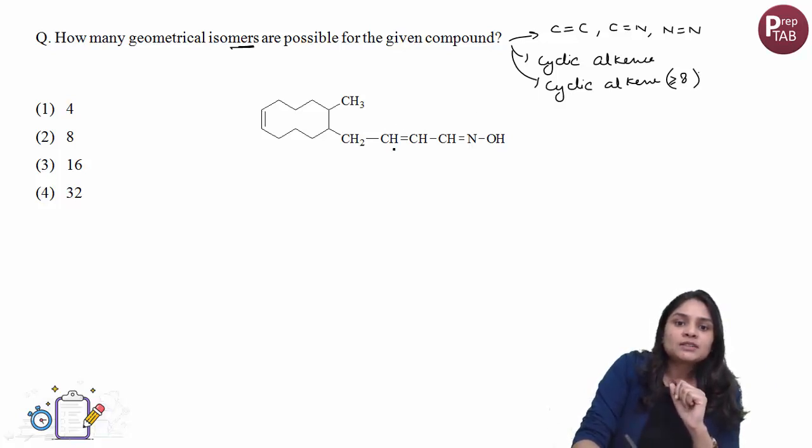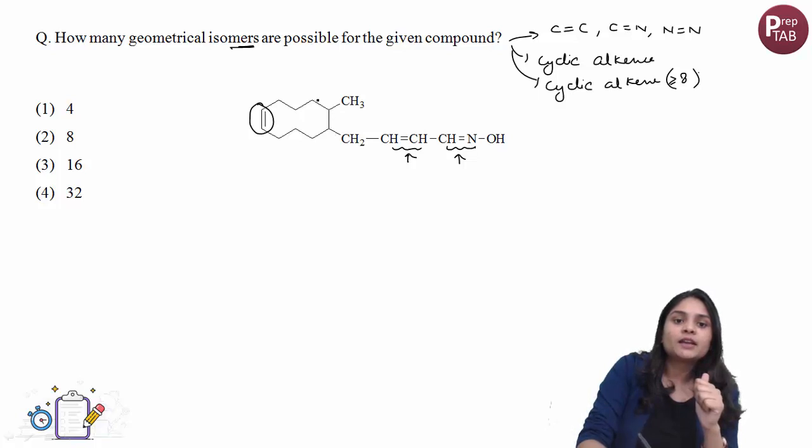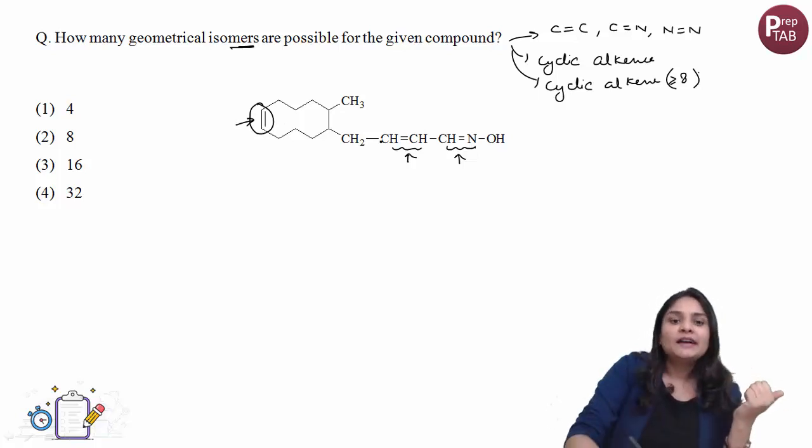तो first C double bond C, yes. C double bond N, ठीक है? Yes, we have an alkene and the ring has how many carbon atoms? 1, 2, 3, 4, 5, 6, 7, 8, 9, 10. 10 carbon atoms are there. So this will show cis trans form both. Cyclic alkenes, don't forget this. They both can show cis and trans form.